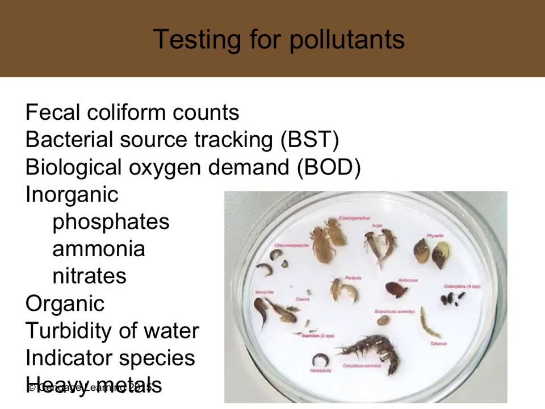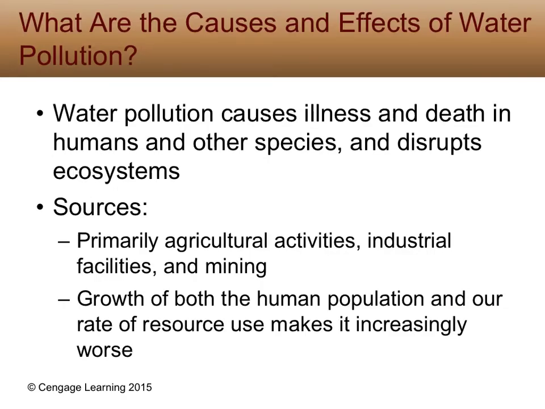We test for inorganic things like phosphates, ammonia, nitrates, organic substances, even taking a look at the plants that would exist in there. Turbidity of the waters, how clear it is. Indicator species, you can see some on the right. Some of those are more sensitive than others. And we can even look at heavy metals within a stream that are being put in from neighboring industry or factories or things of that nature.